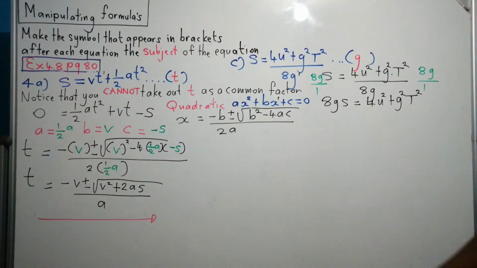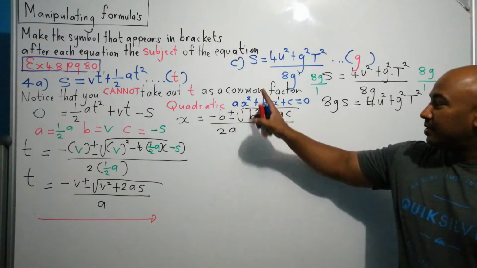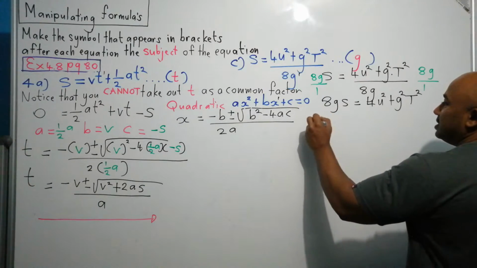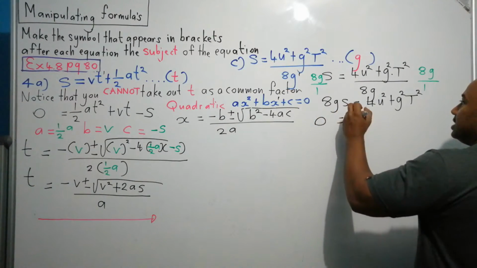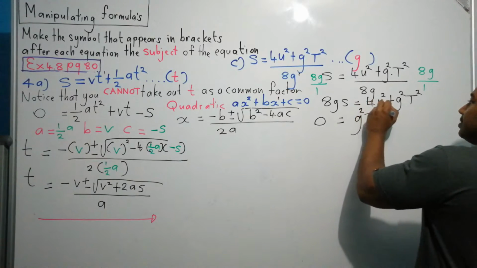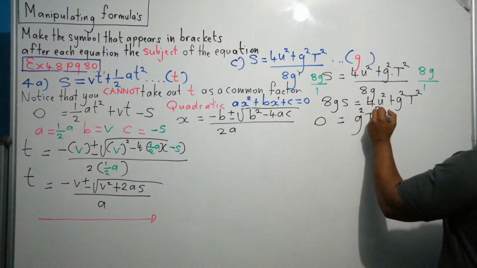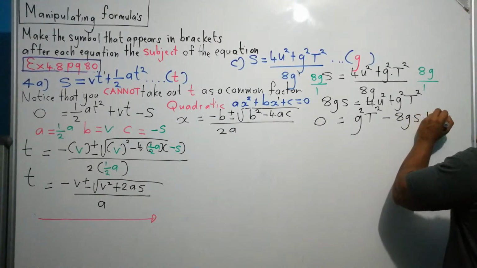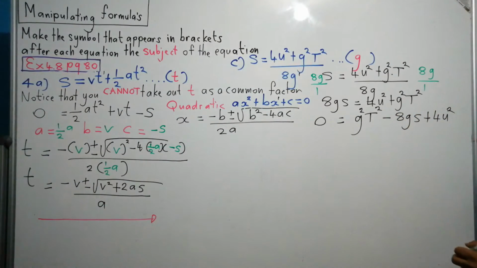Alright, so now you know, with your quadratic, always make your equation equal to 0. Ax squared, just that it's not x, it's now g. So therefore I got 0, then I got g squared t squared minus 8gs plus 4u squared.